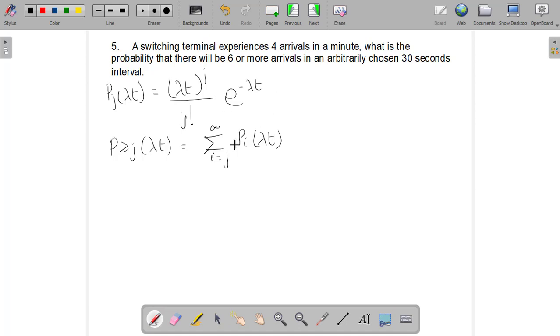To simplify this in a way we can easily solve, we can convert this equation such that we have 1 minus the summation of i equals 0 to j minus 1, because it is greater than or equal to. Once the starting point of the expression is j, we can end at j minus 1. So we sum from 0 to j minus 1, and then we subtract the sum of those probabilities from 1.